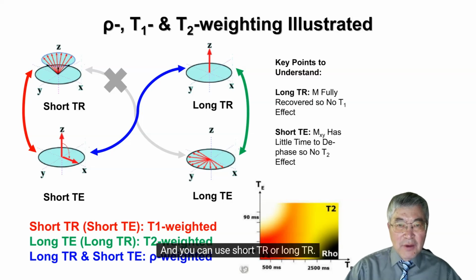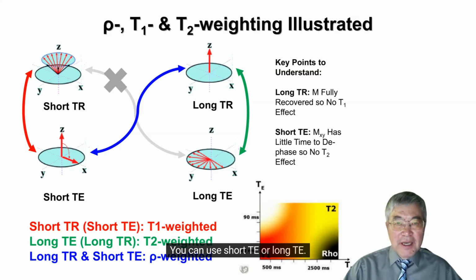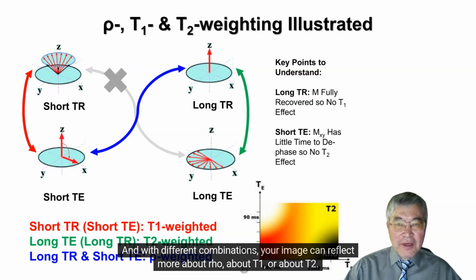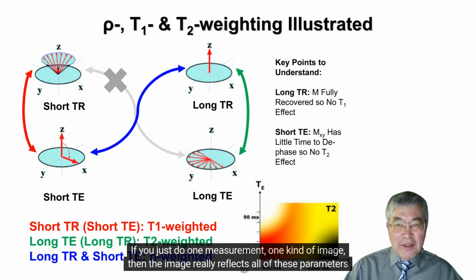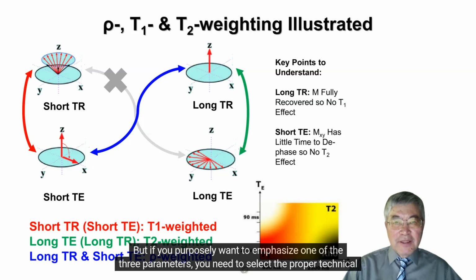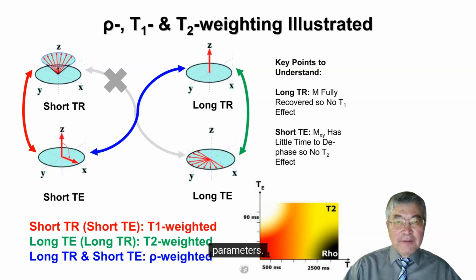And you can use short TR or long TR. You can use short TE or long TE. And with different combinations, your image can reflect more about RHO, about T1, or about T2. So with different combinations, you measure different parameters. This is not like CT, where you only measure the attenuation coefficient, mu. In MRI, you have T1, you have T2, and you have RHO, the proton density. If you just do one measurement, one kind of image, then the image really reflects all of these parameters mixed together. But if you purposely want to emphasize one of the three parameters, you need to select the proper technical parameters. So first, let me explain what I mean by long TR.